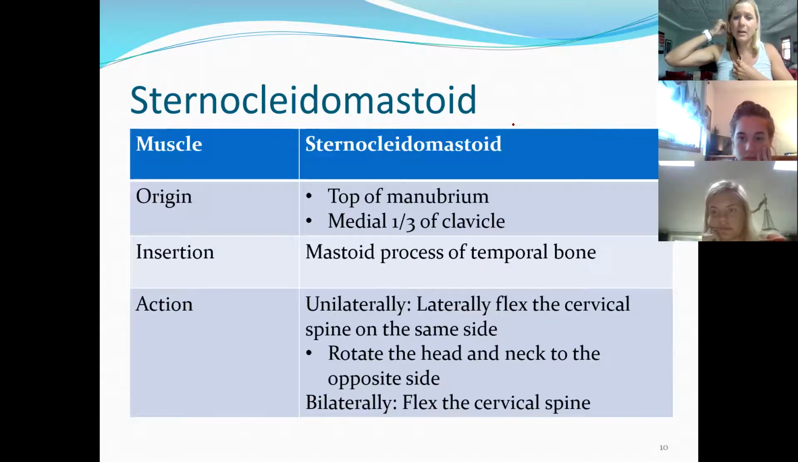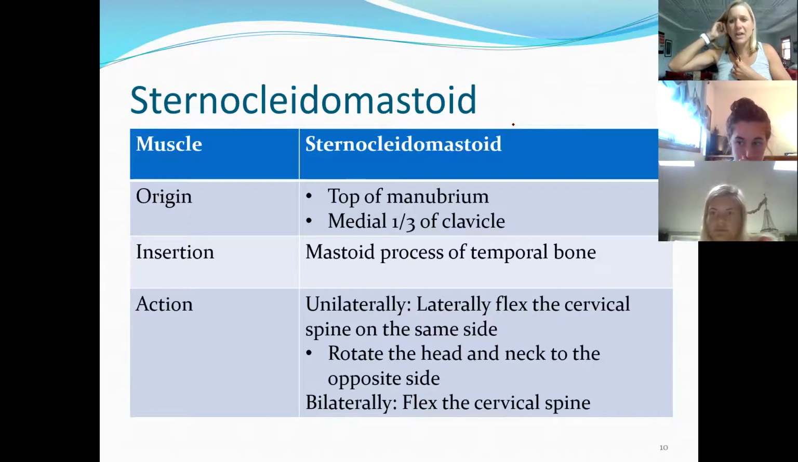Okay. Now unilaterally, if I only contract one side or the other, I can get lateral flexion on the same side. Okay, so again, this is my right sternocleidomastoid. It'll cause right lateral flexion. Again, you can see the band get loose as I do right lateral flexion. Yes? Okay, now this is the trickiest part.